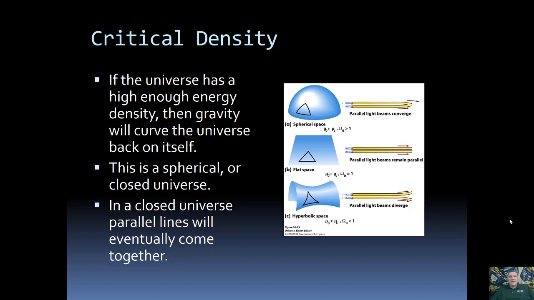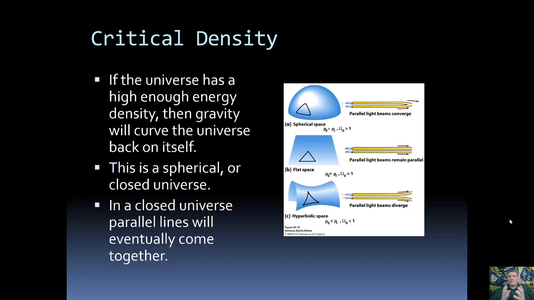One possibility is that there is too much stuff, so that the universe curves back on itself. The way that we could tell this is if two lines that begin as parallel eventually converge. Converge means come together. Now you may be thinking, you remember your geometry, and in geometry two lines that are parallel always remain parallel. That is true on a flat sheet of paper. But if we're dealing with other shapes, that's not necessarily true.